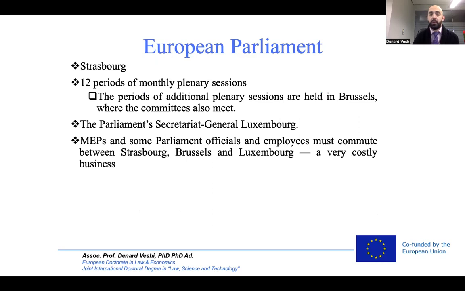The location of the European Parliament is in Strasbourg. However, its members move between Strasbourg, Brussels, and Luxembourg, which is very costly because the general secretariat is in Luxembourg, while the preliminary sessions are held in Brussels.